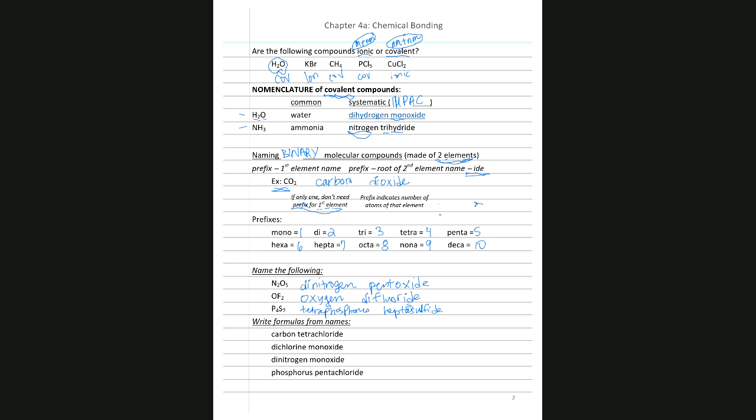Whenever you're learning a new language, you always want to study it and practice it both ways, like Spanish to English and English to Spanish. So we're not just going to practice naming things, we're also going to practice writing formulas from the names. Carbon tetrachloride tells us there's 1 carbon and 4 chlorines. What would the formula be for dichlorine monoxide? Cl2O. Yes, very good. What about dinitrogen monoxide?